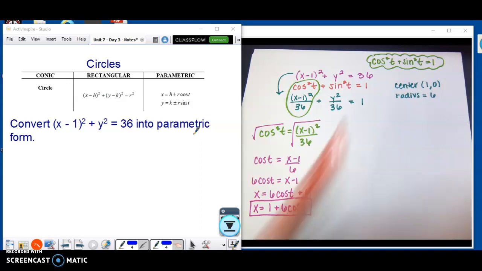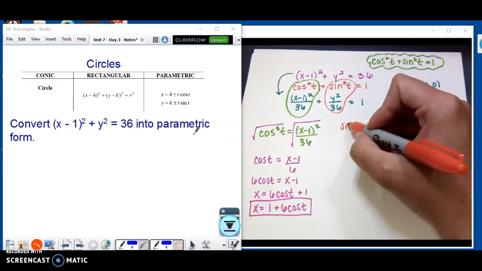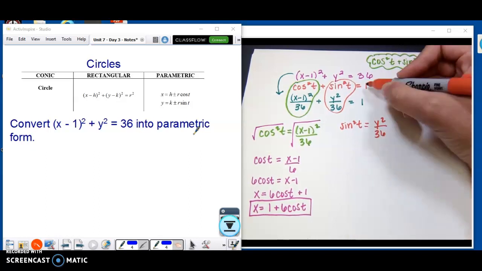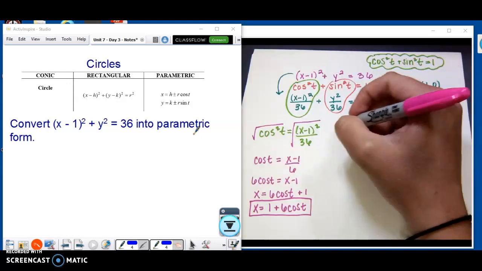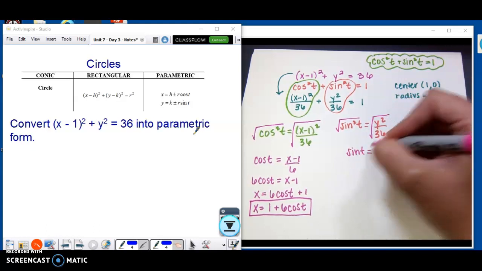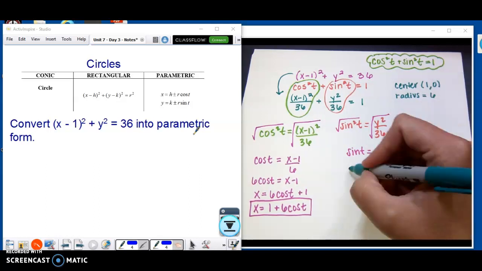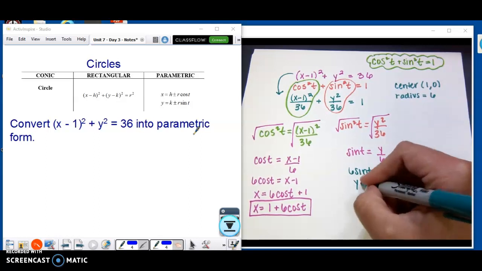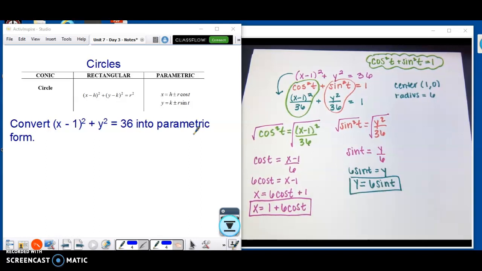So we're going to do the same thing over here for the y. We know that sine squared t has to be equal to y squared over 36, and that's because we're comparing these two equations if they're both equal to 1. I'm going to get rid of all the squares first by square rooting. So sine t is equal to y over 6. If I cross multiply, now it is solved for y. So y equals 6 sine t.